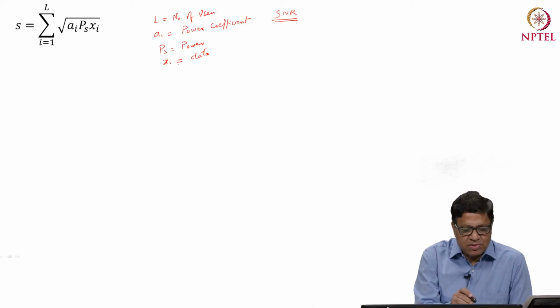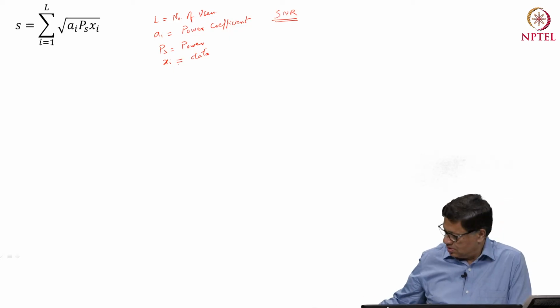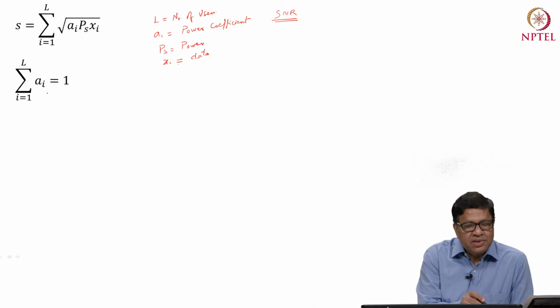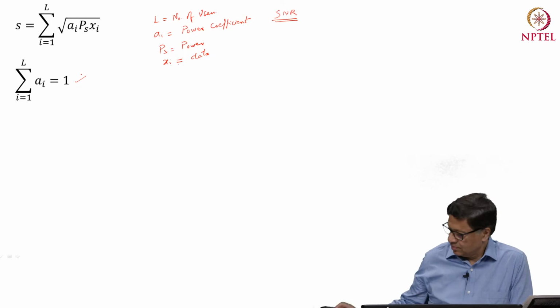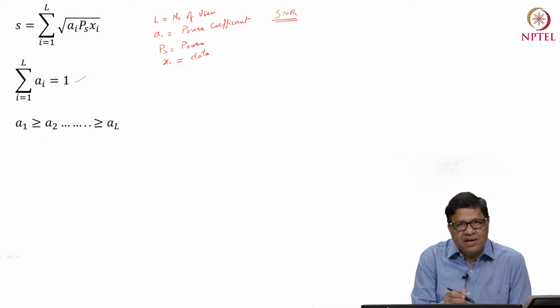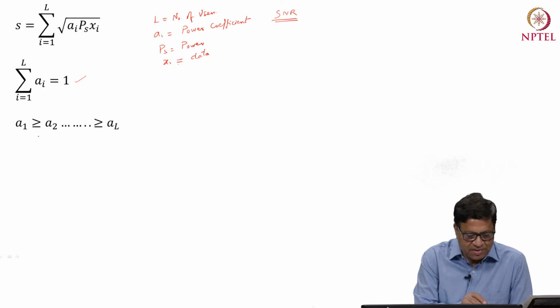So the S is actually summation of root of AI into PS into XI. AI is power coefficient, PS is the power, and XI is the data on the ith user. And this power coefficient, when you sum over all the users, is equal to 1. And we assume that A1 is greater than A2 is greater than AL. Now, depending on the channel condition, you allocate power to different users. So in this case, the power coefficient is highest at A1.